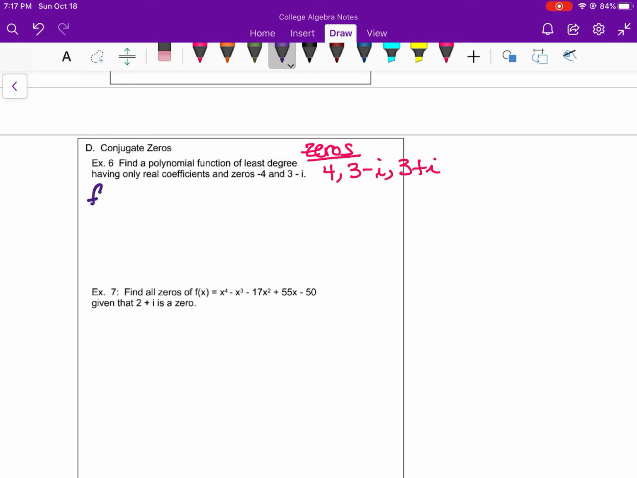Now what we're going to do is put this back in the form of a polynomial. We want to go ahead and write it all multiplied out. So with these, though, you don't have to worry about that a coefficient in front. You can just forget that. Just assume a is 1. For the zero, 4, we have x minus 4. So every time we have a zero, we subtract from x. So I'm going to take x minus 3 minus i, and x minus 3 plus i. So those are zeros as well, and they get put back in as factors. And I do that again by subtracting from x.